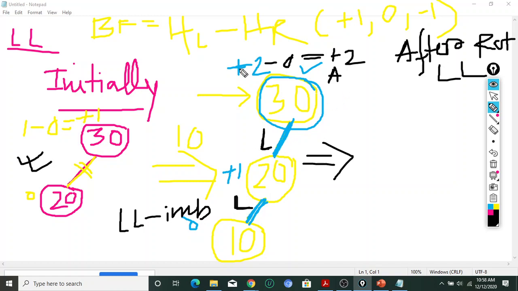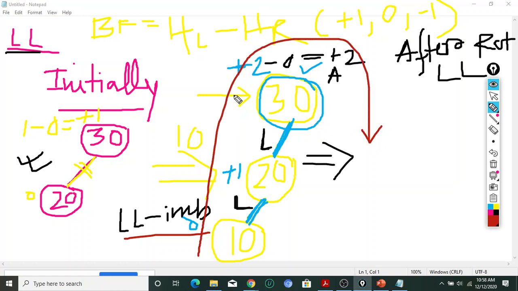Understood? So that is called LL rotation. If I perform rotation, what will happen? Let me check. Change this color. So try to understand. After inserting, we got an LL imbalance. If it is LL imbalance, we will perform the rotation like this.